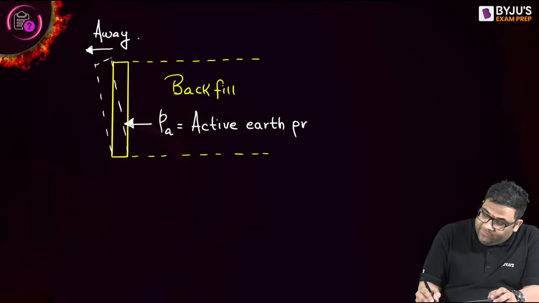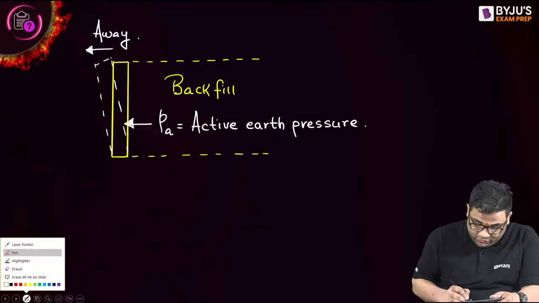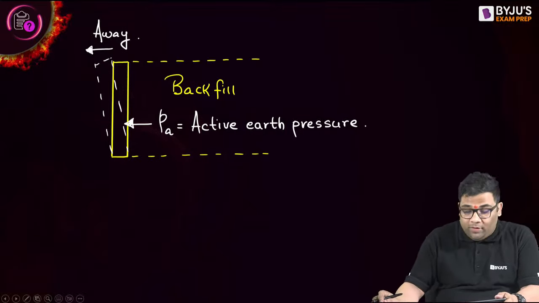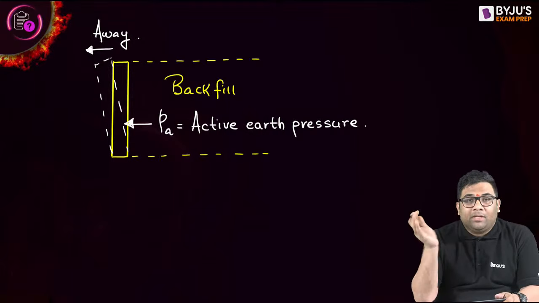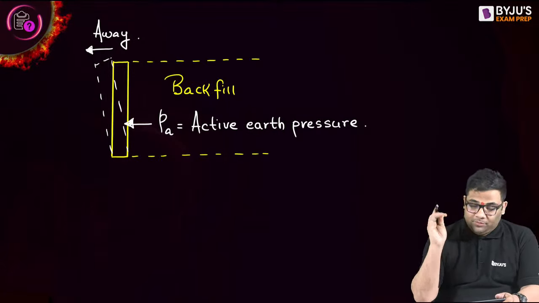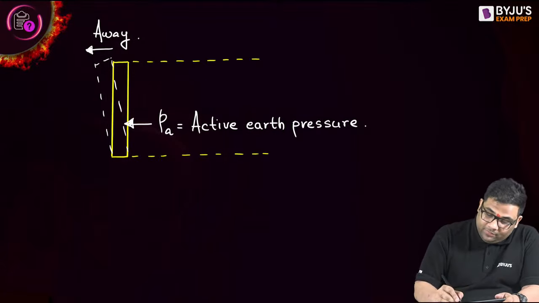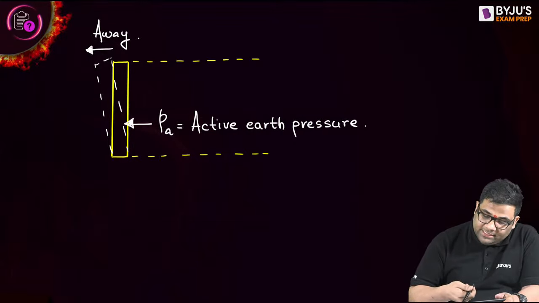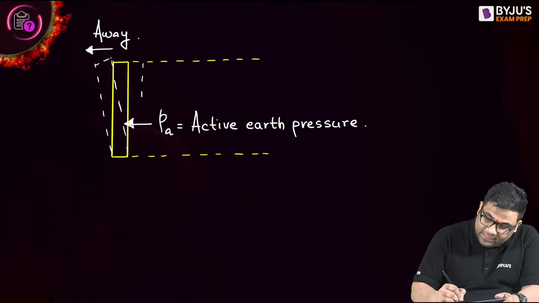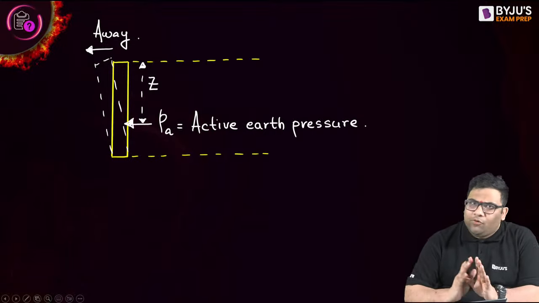We'll not go into the derivation of the equation, as I have done it before also. So let us directly go into the equation: how to find out the active earth pressure at a particular depth. Suppose this is the depth Z. At depth Z, I am asking you to find out the active earth pressure. How to find out? Very easy.